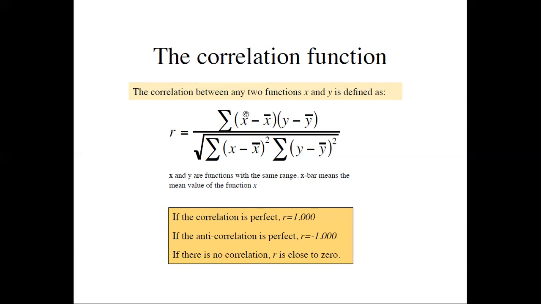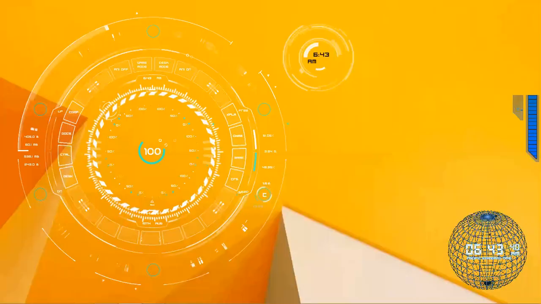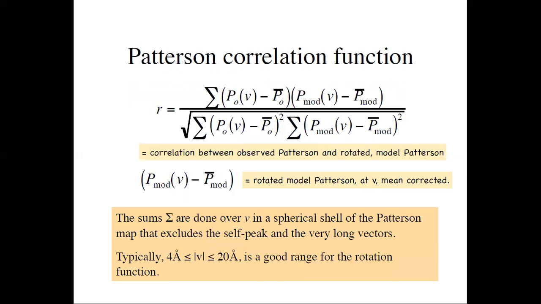So similarly, after calculating the correlation function, if there is no correlation, r is close to 0. So similarly, the Patterson correlation function should be changed in the Patterson, the observed Patterson and the rotated model Patterson. So P of |V| minus V, |P bar| equals the rotated Patterson method at V mean, correlated if the spherical cell of the Patterson map includes a self-peak and very large vectors.